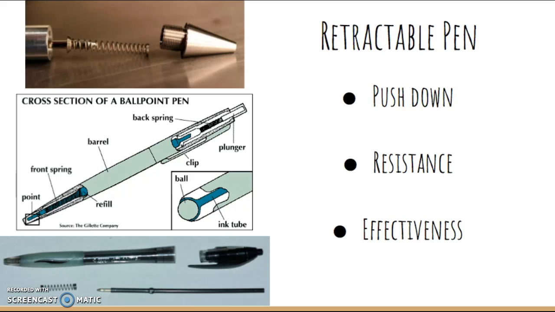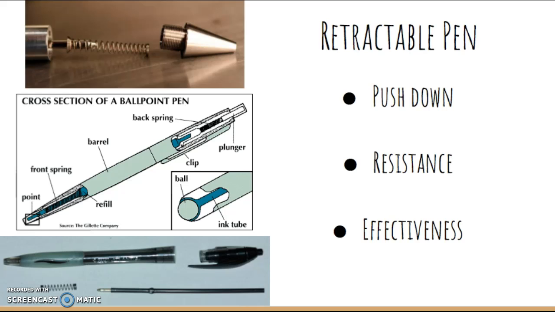Retractable pens have two springs, one at the top and one at the bottom, and amplitude is one of the most important factors here. You want your amplitude to be large enough that the point of the pen is able to be pushed out. However, you don't want it to be so large that the pen will just go back in and then you won't be able to write.